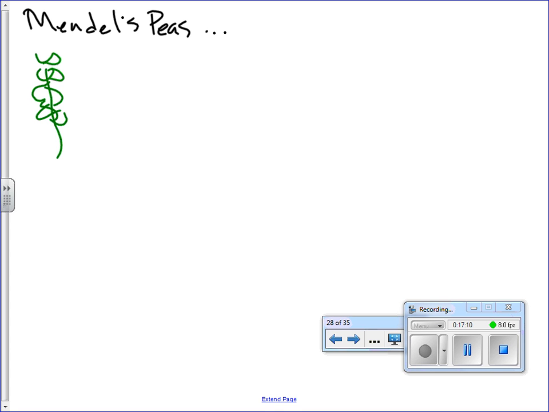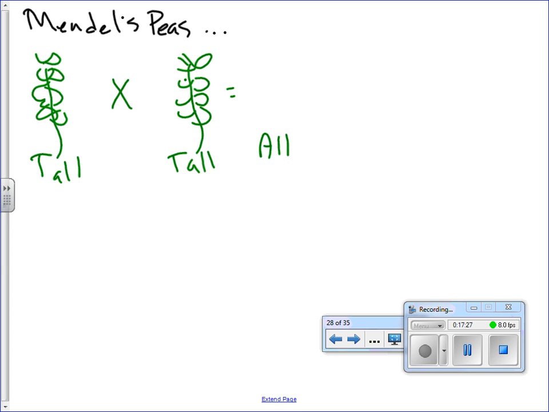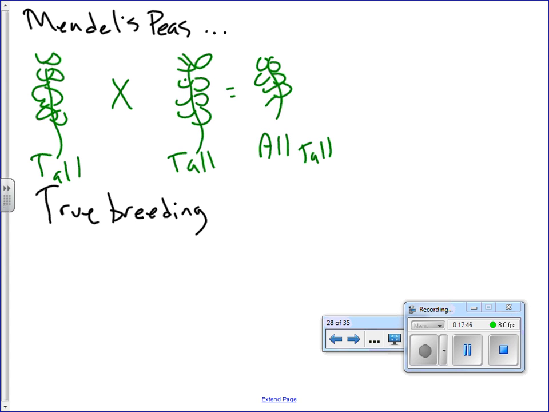Here's my incredibly beautiful picture of a tall pea plant. He found that when he crossed a tall pea plant with another tall pea plant, he got all tall pea plants, right? Not a big deal, but this is kind of a control for his experiment. So no big surprise. And this is what he calls true breeding, because the offspring always has the same traits as the parents. True breeding or purebred.